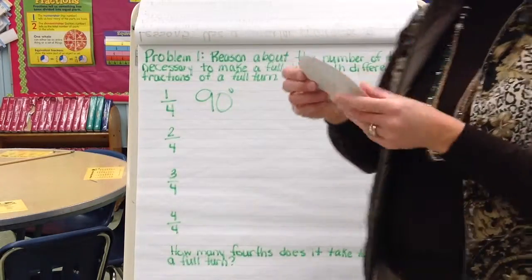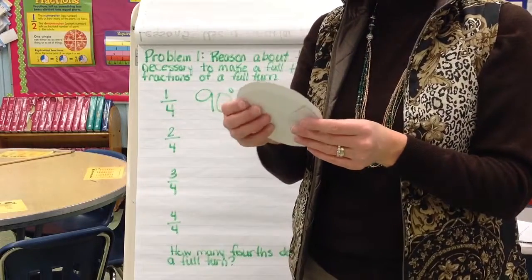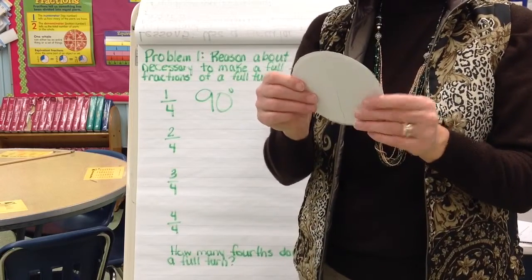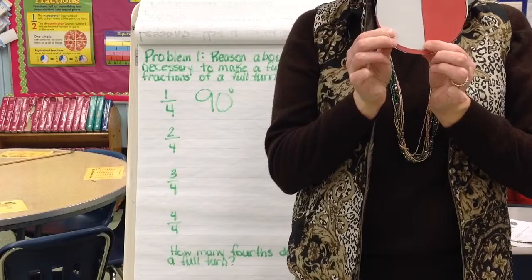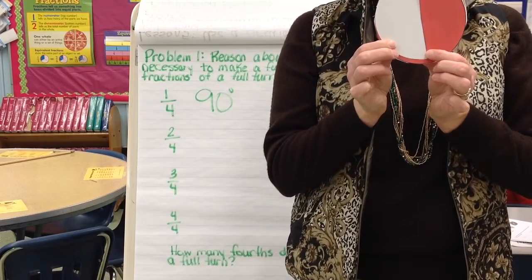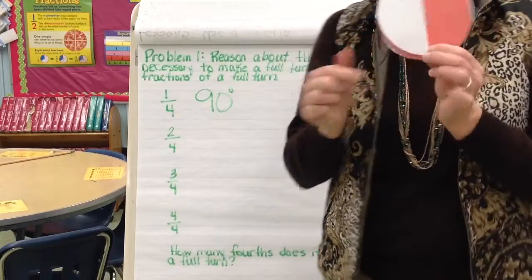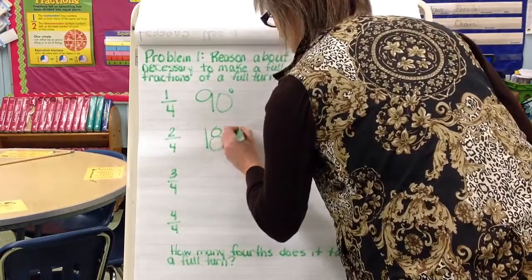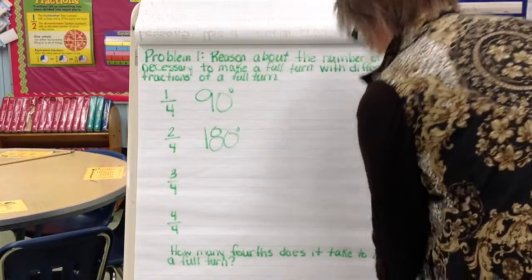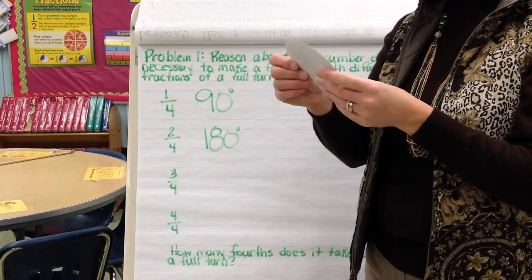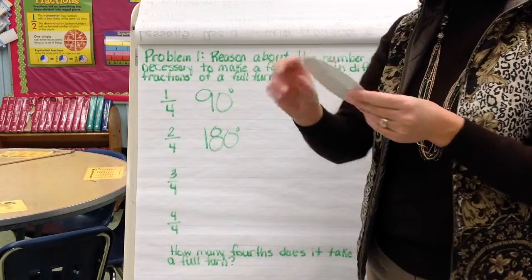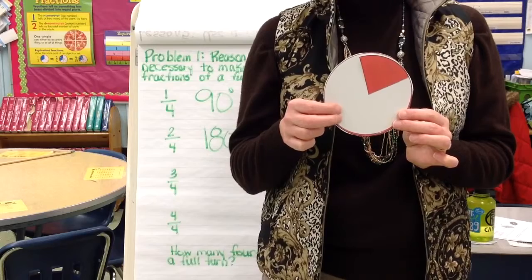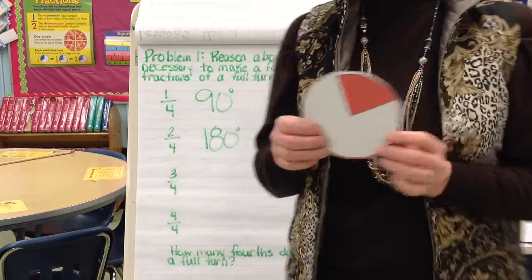Now, if I go 2/4 turns or a half turn, you're going to see half of the circle. This is 180 degrees. This is half a circle. You're going to notice there's a straight line right here. Three-fourths of a turn, and you're noticing that the white part is getting bigger. 3/4 of a turn looks like this. That's 270 degrees.